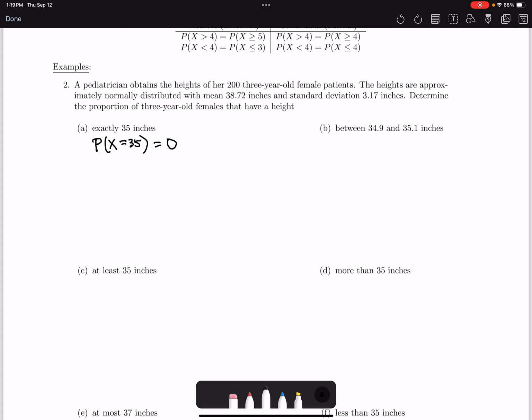If you wanted to, you could try to compute this in Desmos. You could type in normal dist and put in the mean, which was 38.72, and the standard deviation, which was 3.17. Then for the minimum value, your lower bound, you put in 35, and for the maximum value, your upper bound, you also put in 35. If you do this, you'll see that this is exactly what you're going to get. In fact, let's head over to Desmos and make sure that that's what we get.